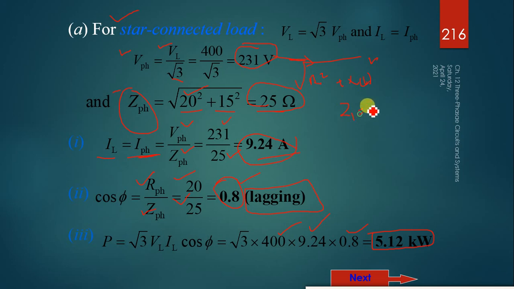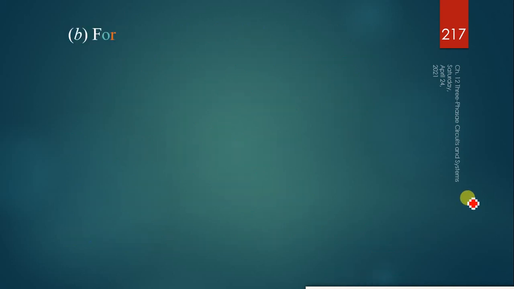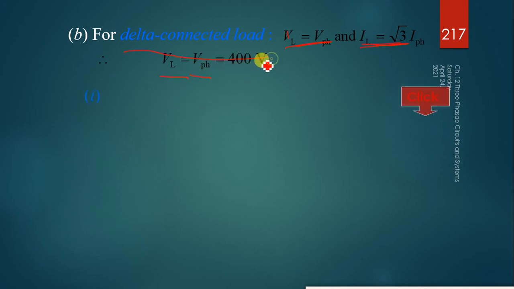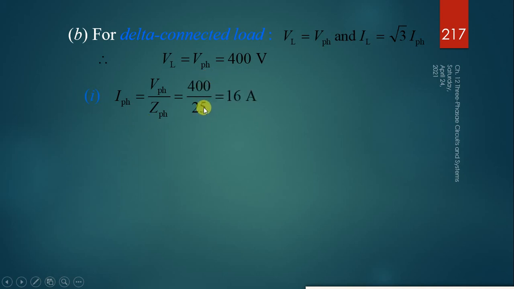That is where the loads are balanced, Z1 is equal to Z2 is equal to Z3, under standard load conditions. Next one is for delta connection. What is V phase? VL is equal to V phase, IL is equal to under root 3 I phase. VL is equal to V phase, it's a straight away answer. So what is I phase? V phase by Z phase, 400 by 25, which is 16 amps.